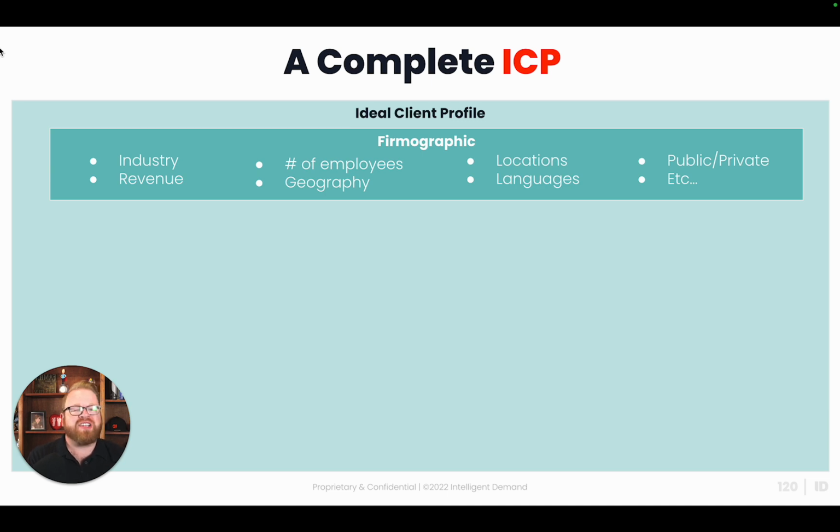This is the kind of stuff that you're going to get from a Dun and Bradstreet type of data vendor, a bunch of other data vendors out there that will give you things like industry, revenue, number of employees, geography, locations, languages, whether they're public or private. LinkedIn Sales Navigator is a great source of this information as well. And this oftentimes is where a lot of companies stop their ICP definition.